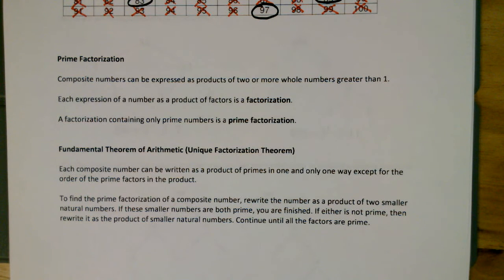And to find the prime factorization of a composite number, you're going to rewrite the number as a product of two smaller natural numbers. If the smaller numbers are prime, you're finished. If either is not prime, then you're going to rewrite it as a product of smaller natural numbers. And then you're going to continue until all the factors are prime.